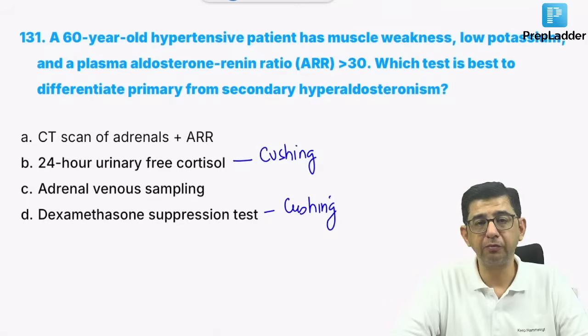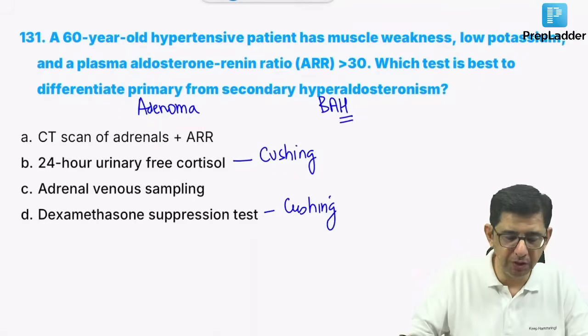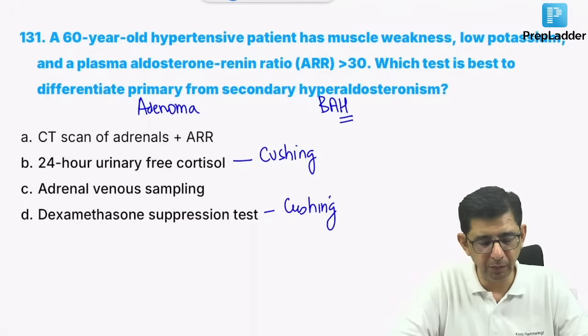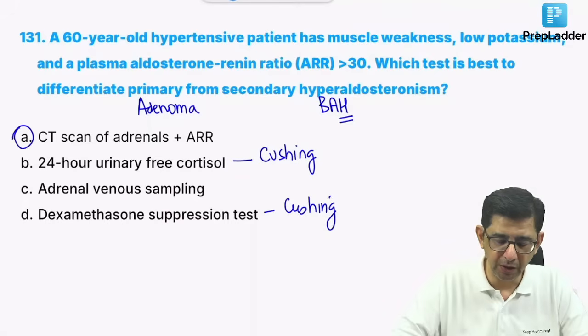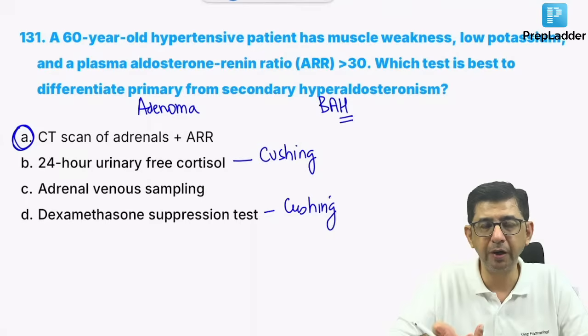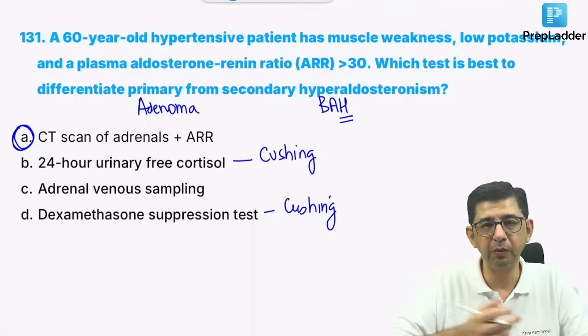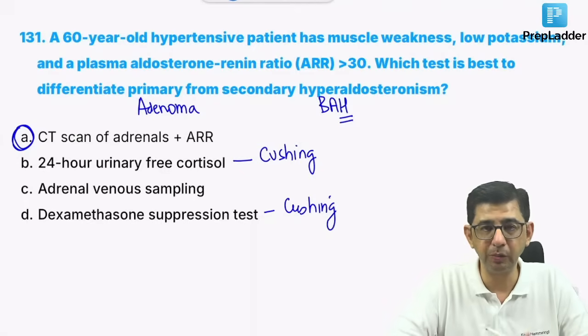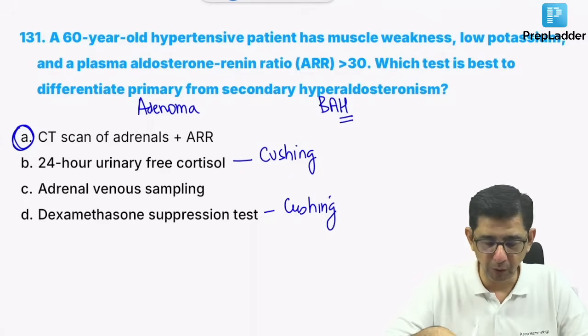How do you differentiate? First and foremost, primary would mean that there would be an adenoma. And in this case, there would be a bilateral adrenal hyperplasia. So imaging can help you in differentiation. So the first thing that would be done would be a CT scan in a patient. CT scan can help you in identification of whether it's an adrenal adenoma that is present. And in bilateral adrenal hyperplasia, there would be a uniform enlargement of both the glands along with aldosterone renin ratio, because renin will be absent in adrenal adenoma case. So answer would be option number A.